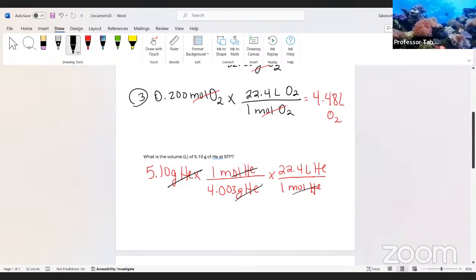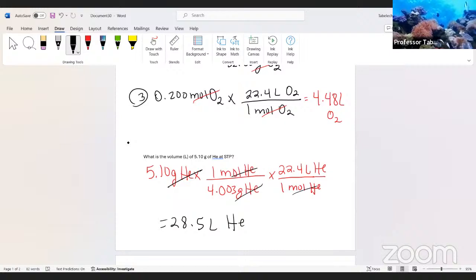5.10, so I'm just going to multiply everything across, times 22.4, and then divide that by 4.003, and I get 28.5. I only need 3 of those numbers. So 28.5 liters of helium is your answer. Okay, 28.5 liters. Any questions from anyone about what we're doing?